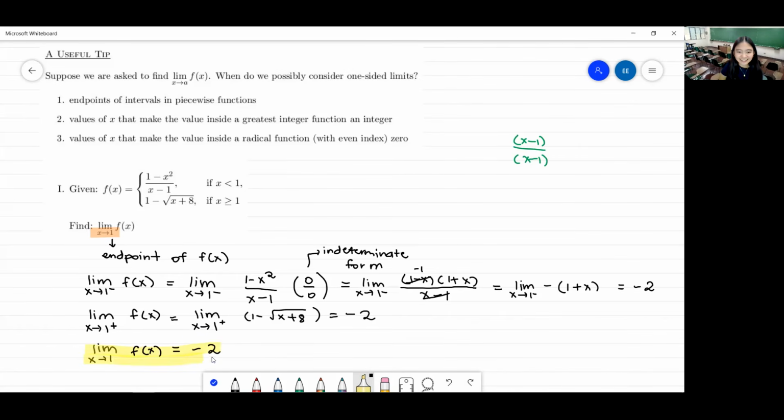All right. So that's it for our piecewise functions na exercise. For the next video, I will be discussing an exercise on GIF as well as for radical functions, which are the two other functions na usually possibly nagwo one-sided.